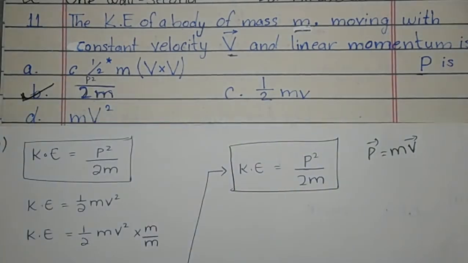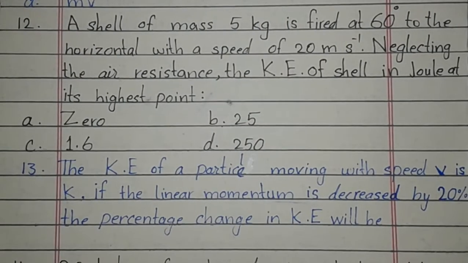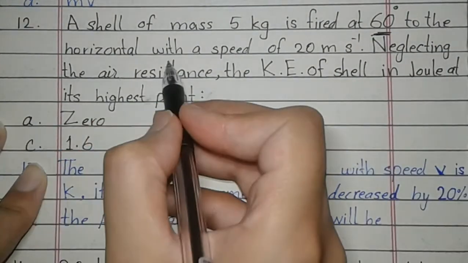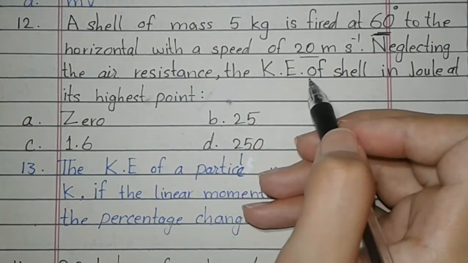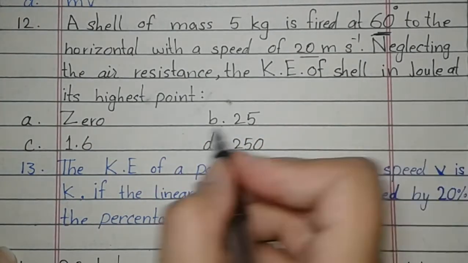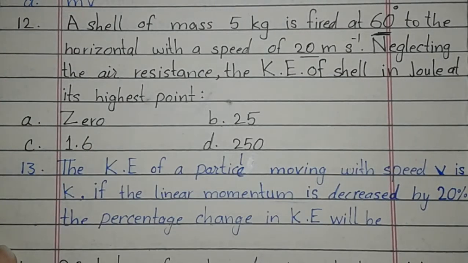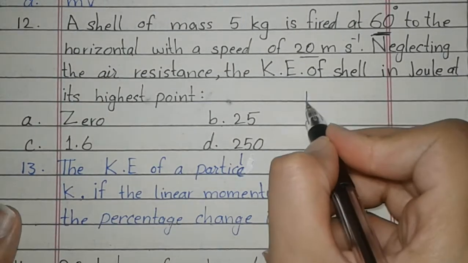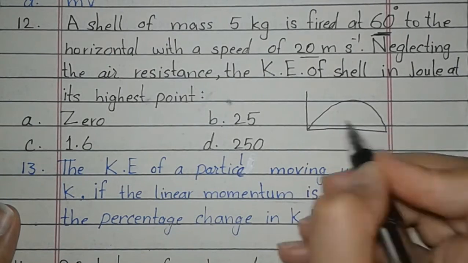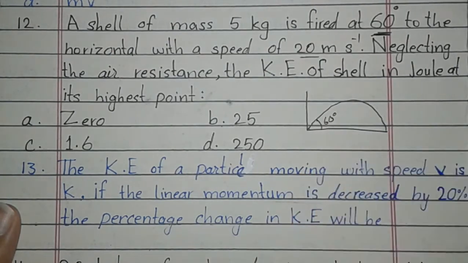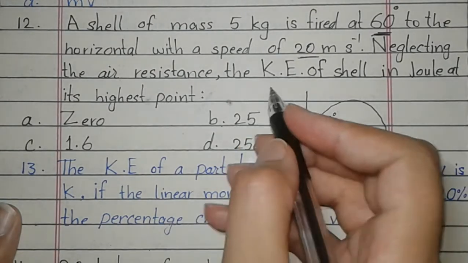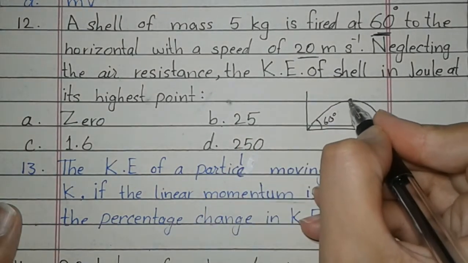Okay. Next one. A shell of mass 5 kg is fired at 60 degree to the horizontal with a speed of 20 meter per second. Neglecting the air resistance, find the kinetic energy of the shell in joule at its highest point. So here is a concept of projectile motion, like a shell is fired and it makes an angle of 60 degree with its initial speed 20 meter per second. The required is the kinetic energy at the highest point.